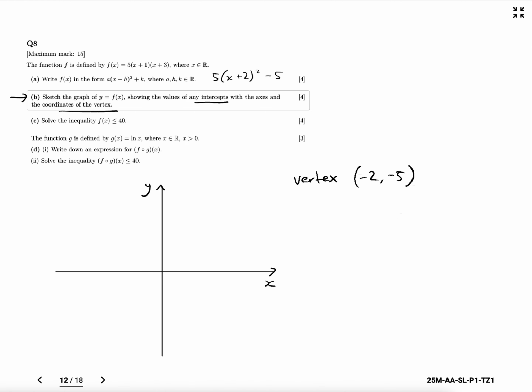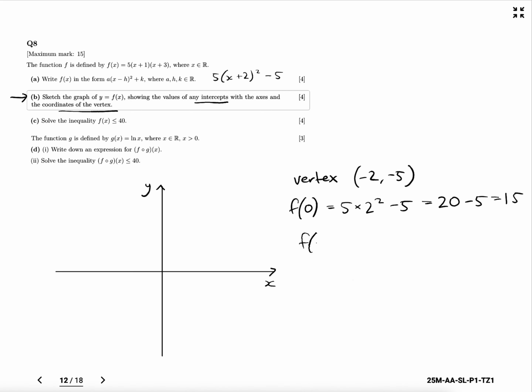And then we need to find the intercepts. So we can do f of 0 to find out the y-intercept, and we can use the completed square form again. So 5 times, when x is 0, we get 2 squared minus 5. So 5 times 4, 20 minus 5 is 15. And we also have to find the other intersection, which is when it intersects the x-axis. So we're going to find out when this equals 0.